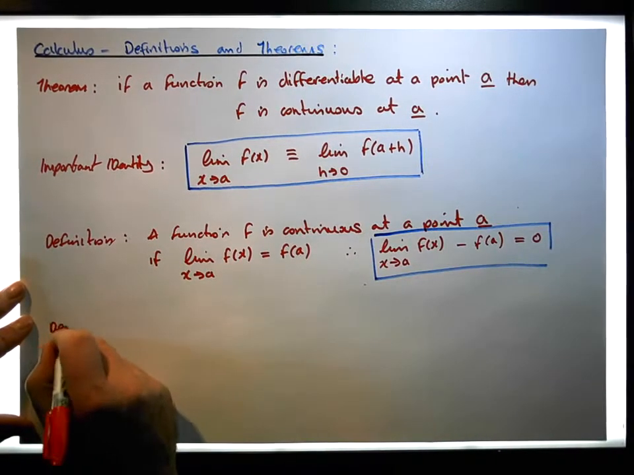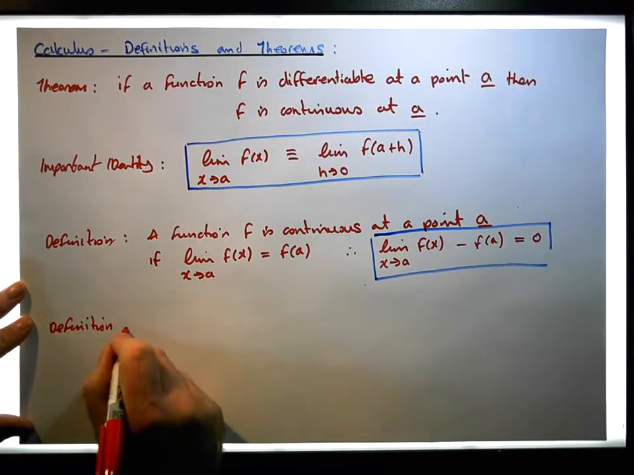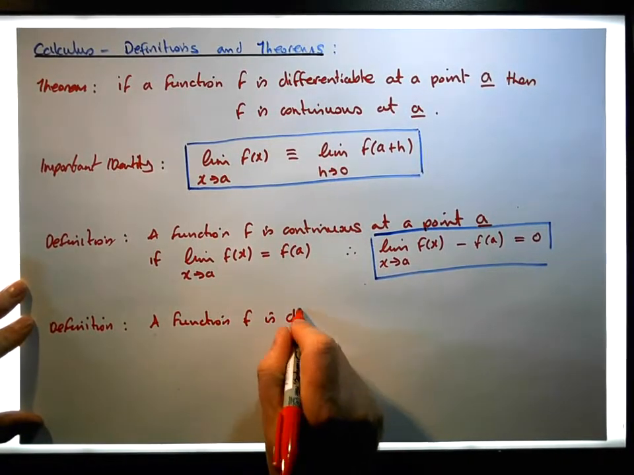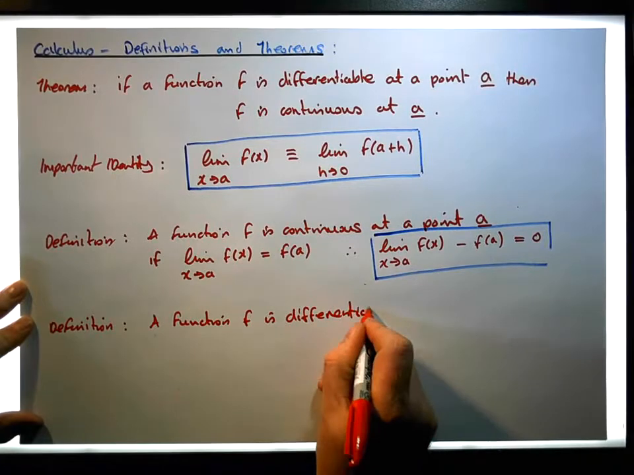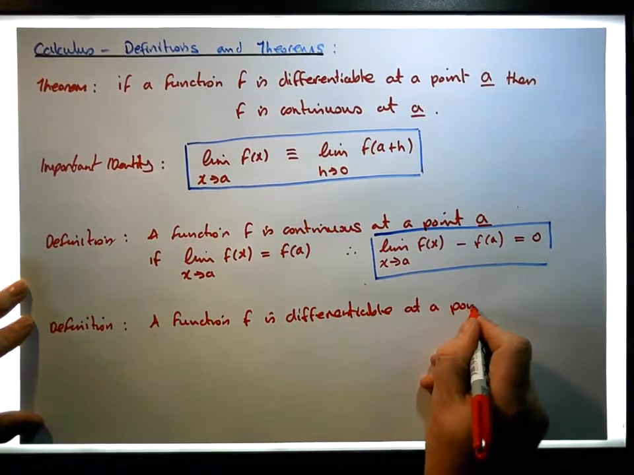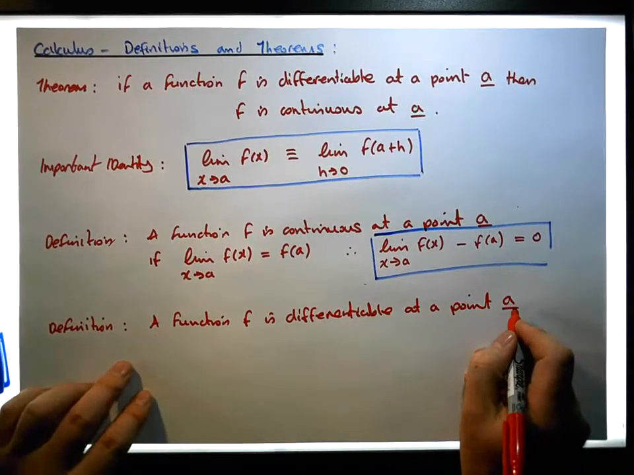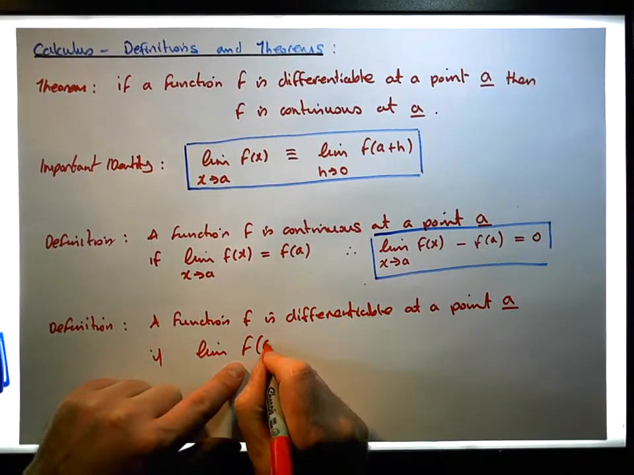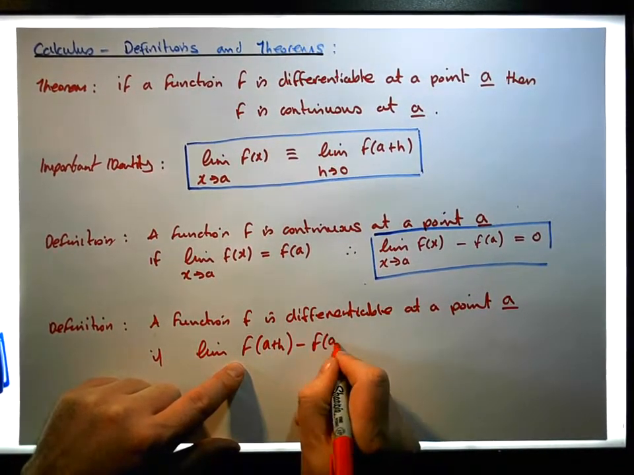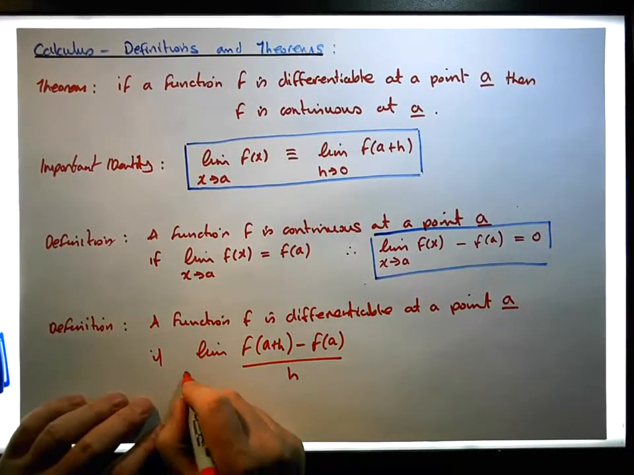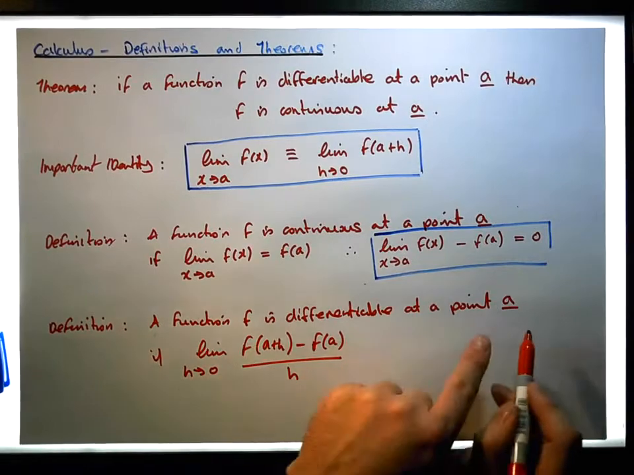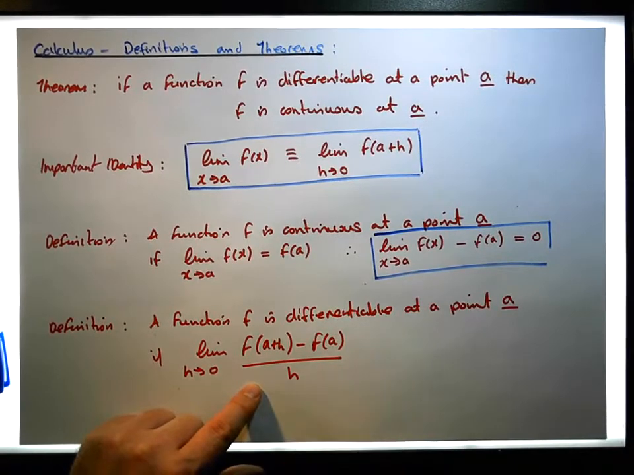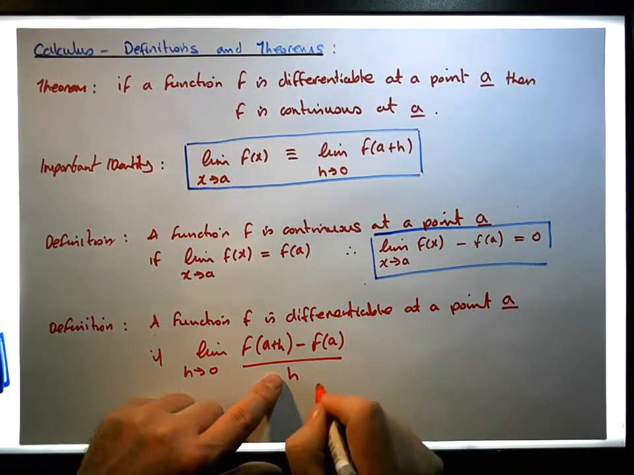So here's our definition. A function f is differentiable at a point a if the limit of the function evaluated at a plus h, minus the function evaluated at a, all divided by h, as h tends to 0, exists. This is our definition of a function being differentiable.